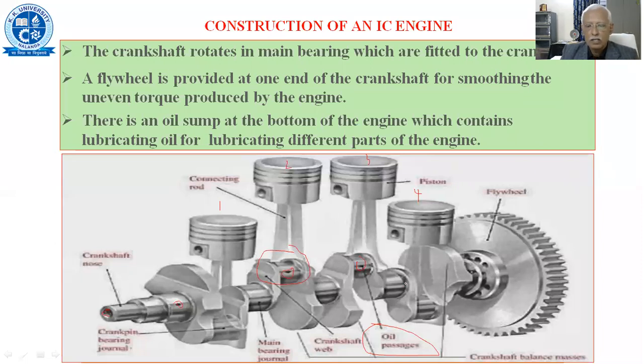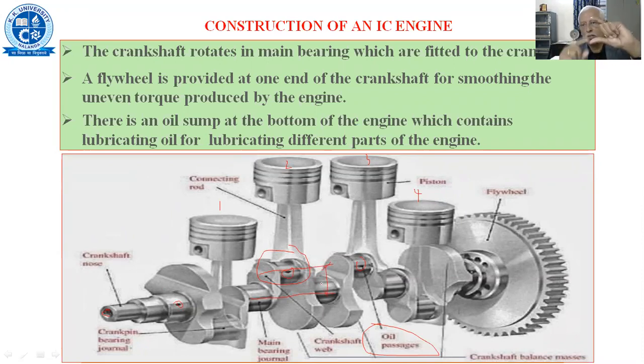So the oil is circulated so that there will not be friction. Friction has to be reduced. Similarly, you can see the throw. The total height of this is this much. This is the center line of the crank, and this is the stroke length again. This length, the distance between the two, is the stroke.